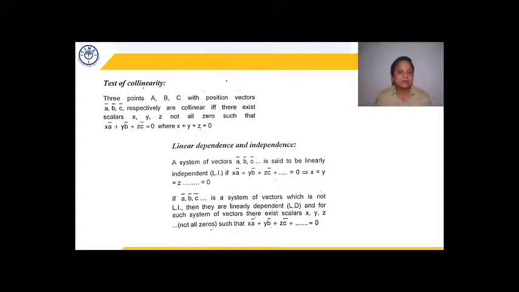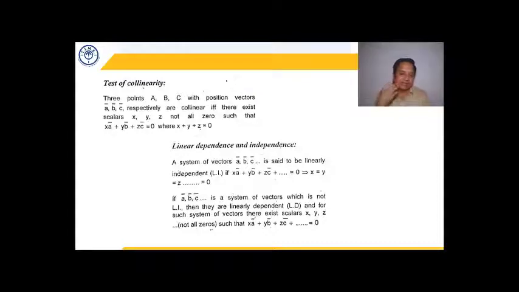linearly independent. If a, b, c and so on is a system of vectors which is not linearly independent, then we say it is linearly dependent. And for such a system of vectors, there exist scalars x, y, z, not all equal to 0, such that xa plus yb plus zc is equal to 0. So if we find scalars, not all 0, but when we multiply them with vectors and add them, we get 0, we say it's linearly dependent.